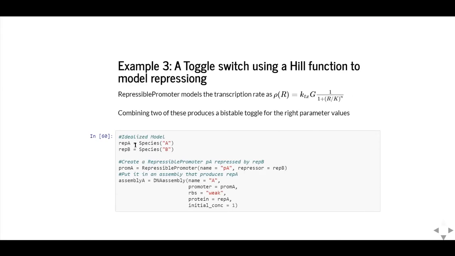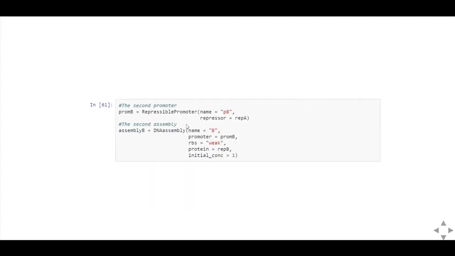So I can make my two species, my repressor A and my repressor B. I can create a promoter, PA, which is repressed by repressor B. And I'll put this into my DNA assembly, which I'm calling A, which has this PA promoter inside of it and produces my repressor A. And I can do the same thing with my promoter B and assembly B. This one is promoter B is repressed by repressor A. This is the toggle switch.